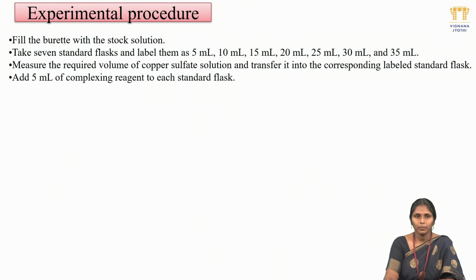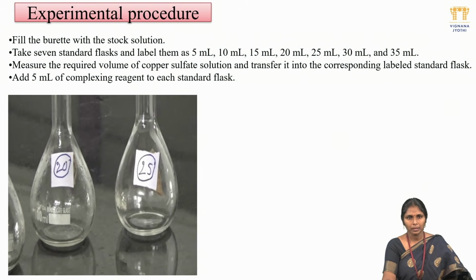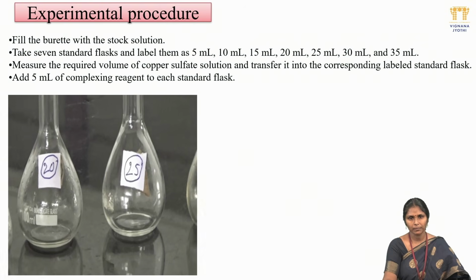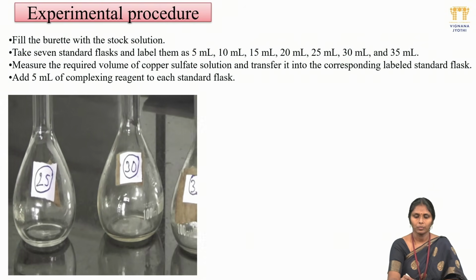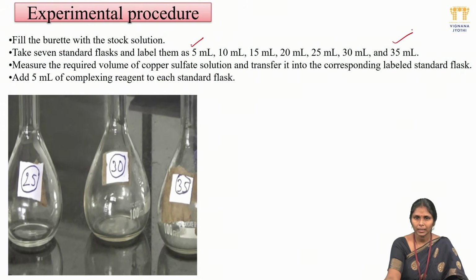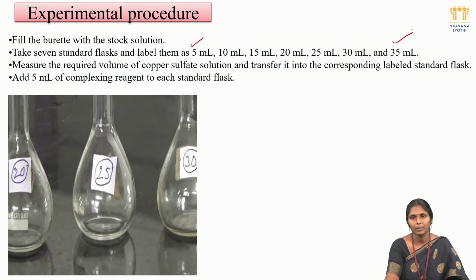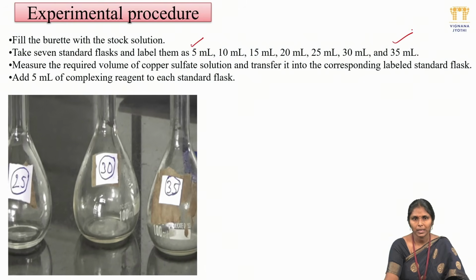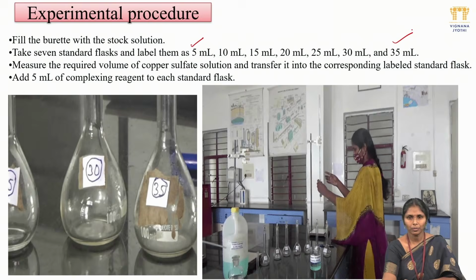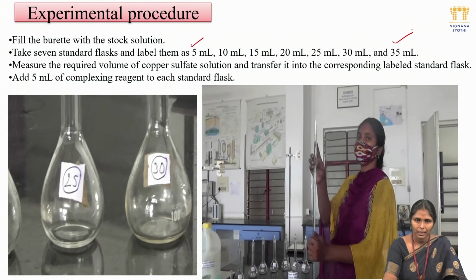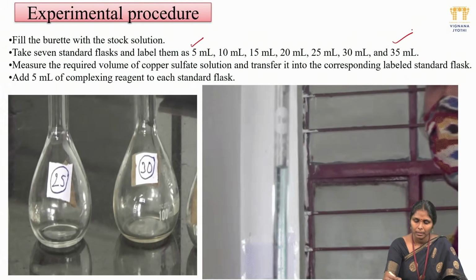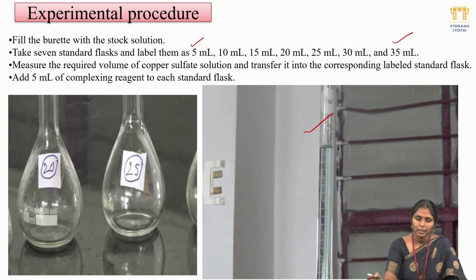Now coming to the experimental procedure, just observe here. These are the different labeled standard flasks. Each flask is labeled with a different volume, starting from 5 and ending with 35 ml: 5, 10, 15, 20, 25, 30, 35 ml labeled volumetric flasks we have to take. Then what you have to do? First, we take the copper sulfate solution in a 250 ml beaker, and we fill the burette with the copper sulfate solution.